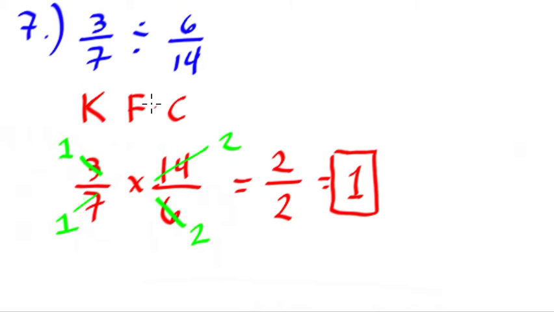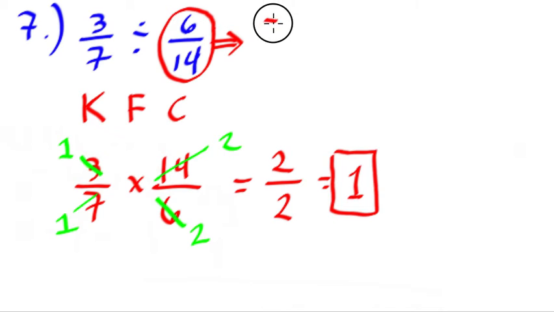Actually, if you want, this number here can be simplified to know the reason why. So we can divide both by 2. So 6 divided by 2 is 3. 14 divided by 2 is 7, which is the same, right? So any number divided by itself is 1. So 2 divided by 2 is 1. 5 divided by 5 is 1. 3 over 7 divided by 3 over 7 is 1. So yeah, that's the reason why.